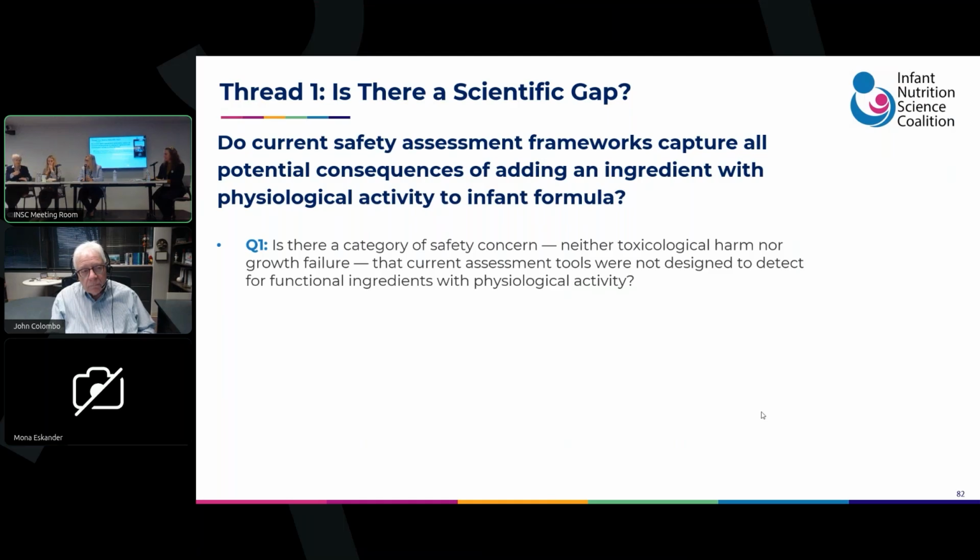Here's the standard safety protocol that we followed. This is how we modified it to make sure we're addressing the safety related to this functional ingredient. So there is a gap in the framework, but I would not say that word. There is a lack of clear guidelines for how to investigate these types of ingredients, but there is flexibility within the framework that allows this type of query to be explored.